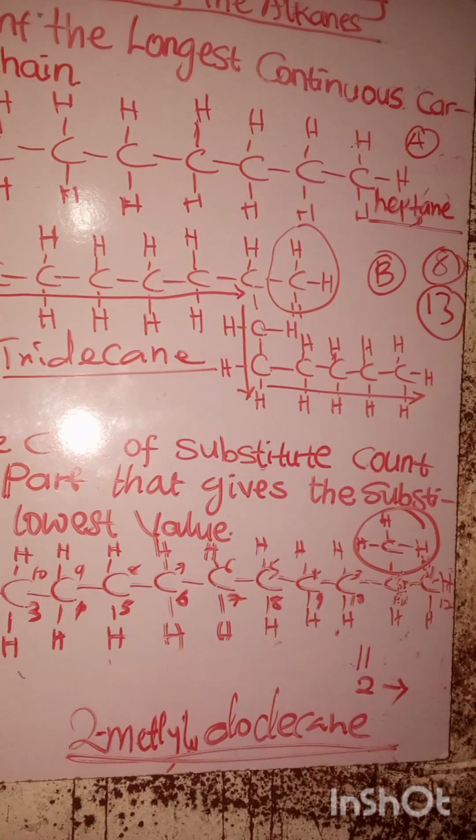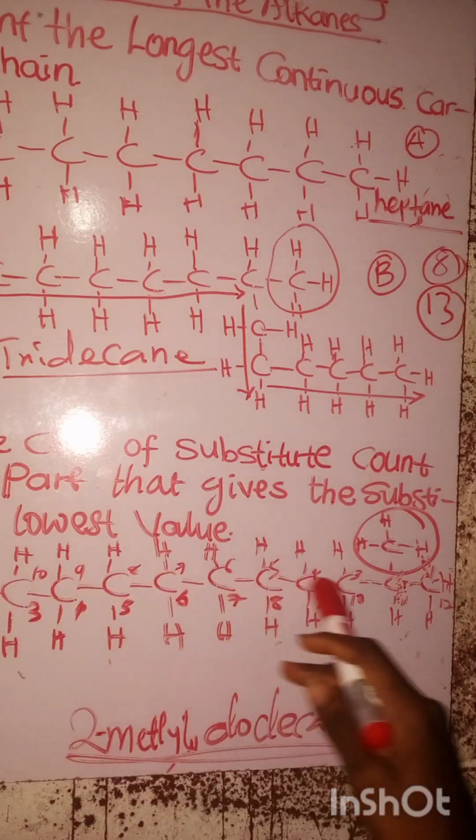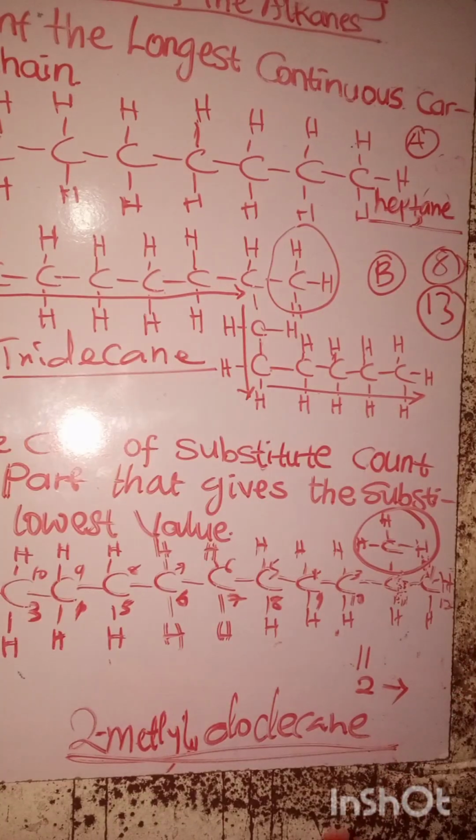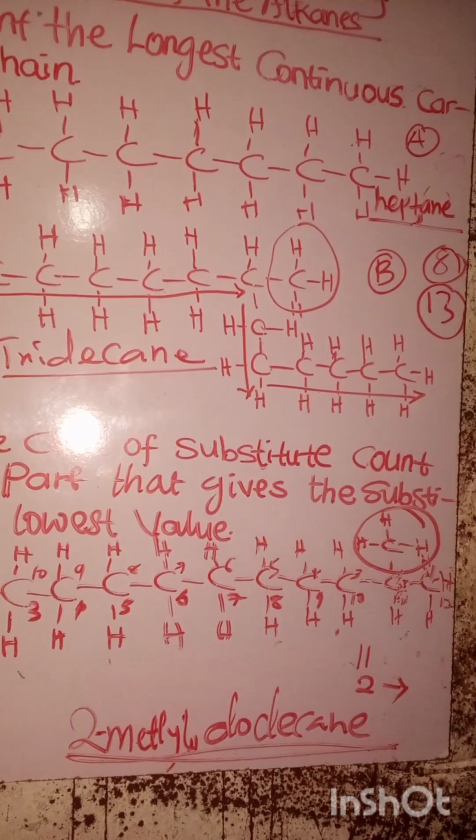So we've applied Rule 1 and Rule 2. Count the longest continuous carbon chain and call it the parent name. Then in the case of a substituent, count from the part that gives the substituent the lowest value. Now let's go to the other rules.